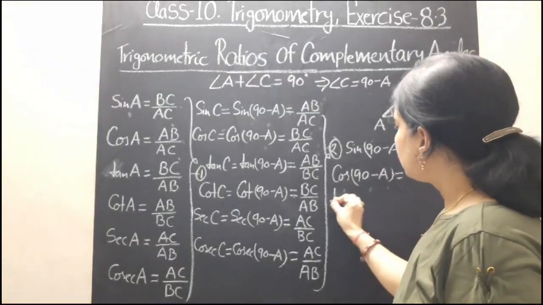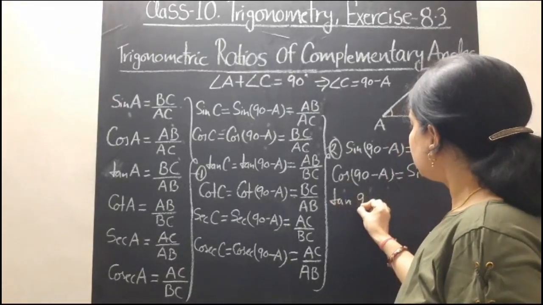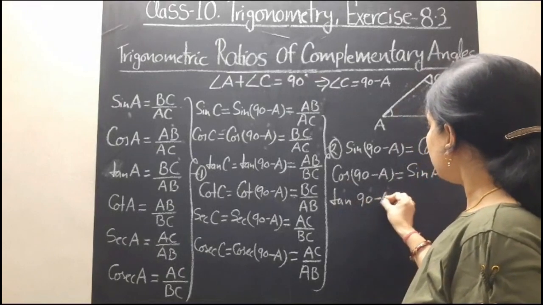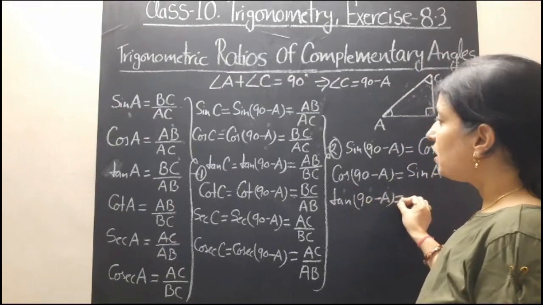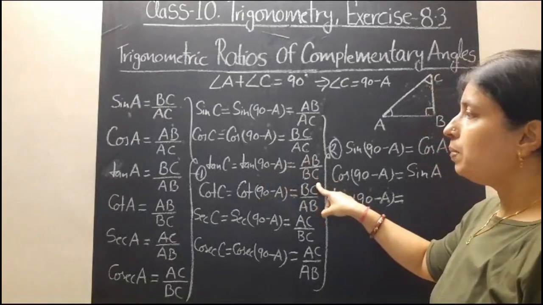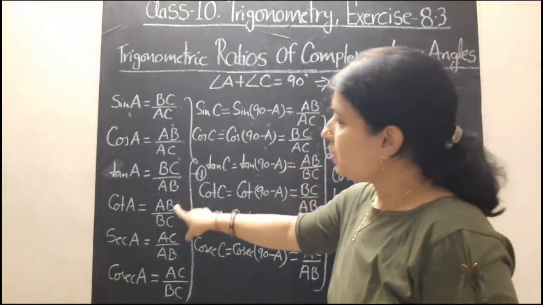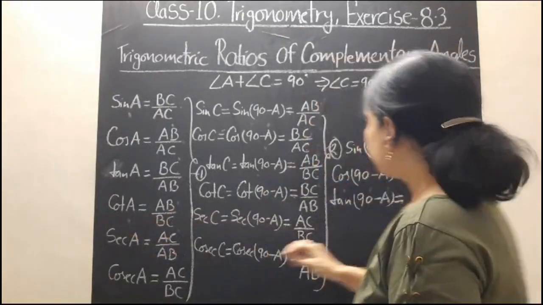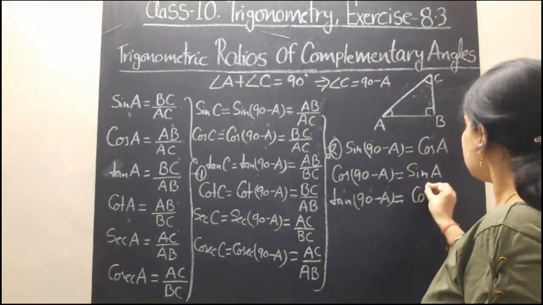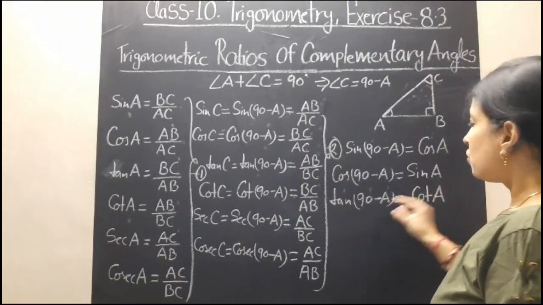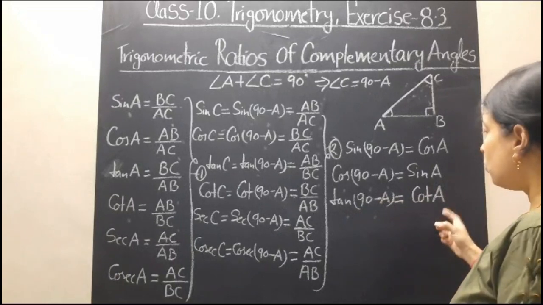Then tan 90 minus A. Tan 90 minus A is equal to AB by BC. So AB by BC is equal to here cot A. So you can write here cot A. So tan 90 minus A is equal to cot A.